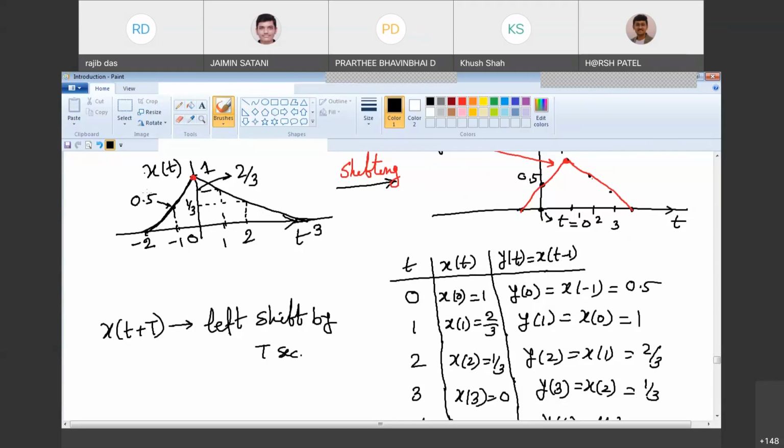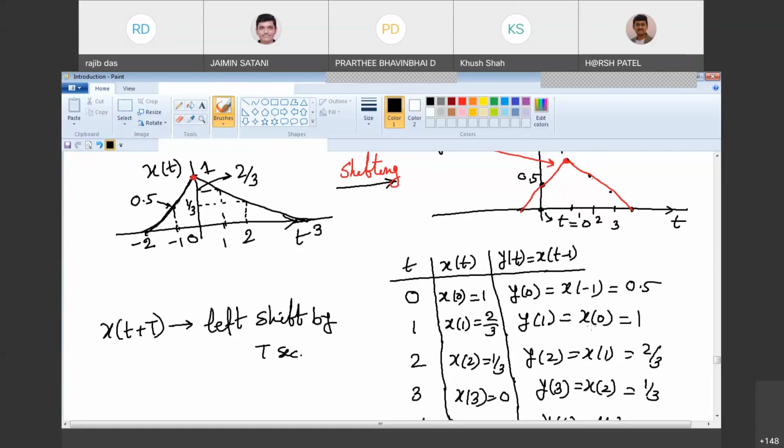And x of 0 I can compute from the given signal. And in the given signal, its value is 1. That I can put here. And then y of t, which is x of t minus 1, I'll put t equal to 0 here. So it is y of 0. This is x of 0 minus 1, which is x of minus 1. And x of minus 1 from the figure, I can calculate its value is 0.5. So that I have recorded here. Similarly, for t equal to 1, y of 1 is nothing but x of 0.